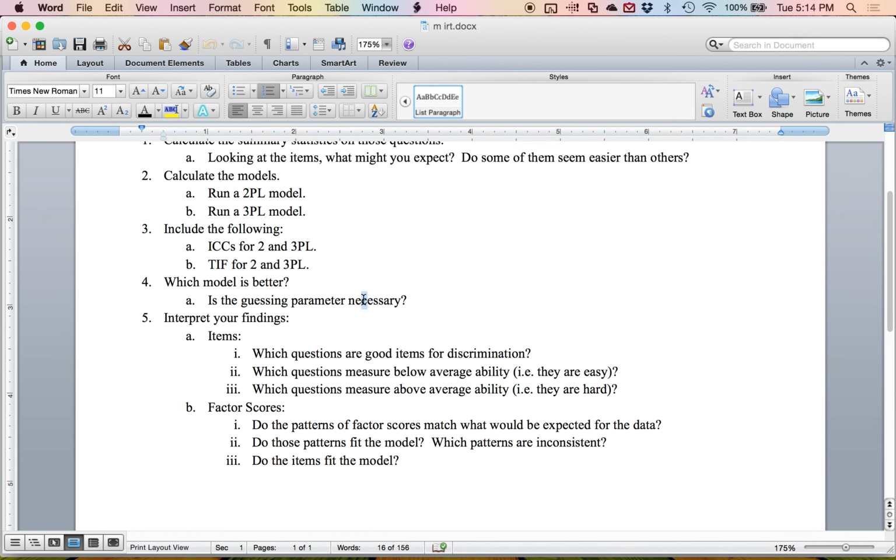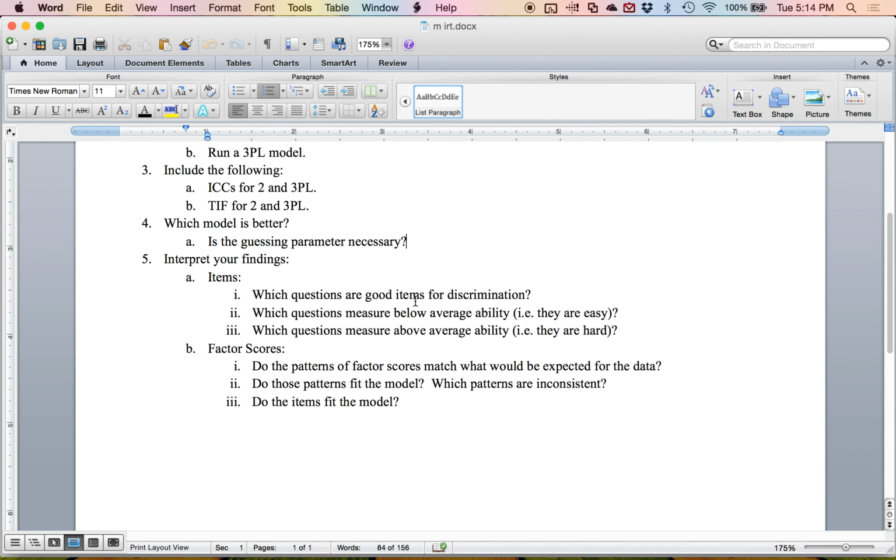It's not guessing. So which model is better? The 2PL. Is the guessing parameter necessary? No. Okay. And then we kind of talked about these already. So we talked about which items are good for discrimination. We want the A values to be high, so the discriminability values. Which questions measure below average ability, that's the difficulty or B parameter, sometimes called the location or threshold. And so they're pretty much all measuring below average ability. We don't have above average ability questions.